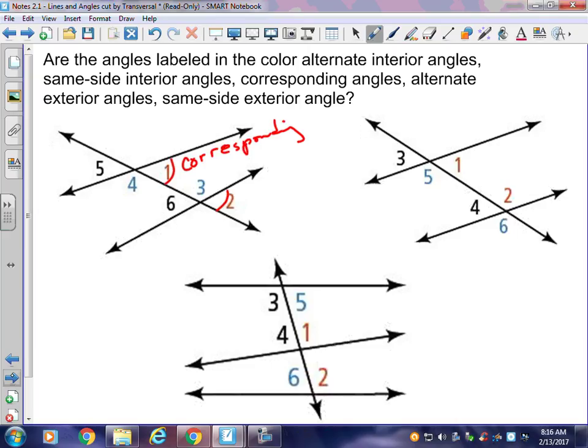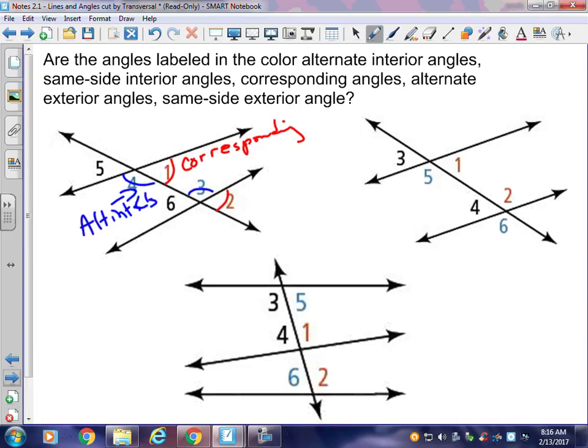And then the blue angles, angle 3 and angle 4, are both on the interior of the lines, and they're on different sides, which makes them alternate. So they are alternate interior angles.